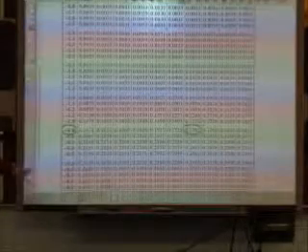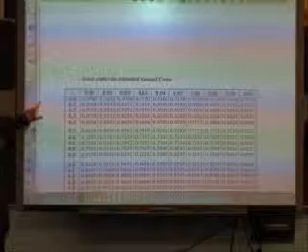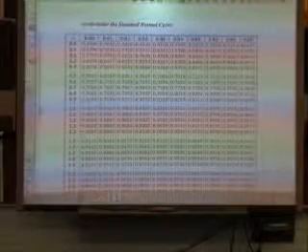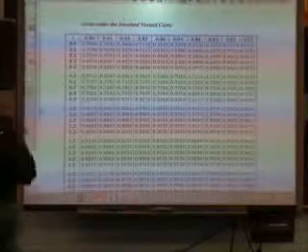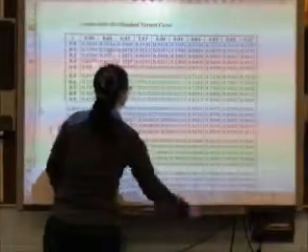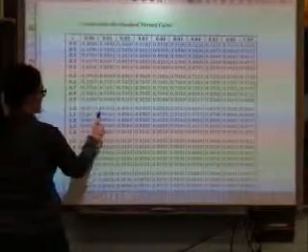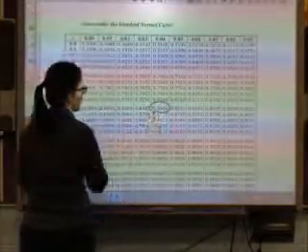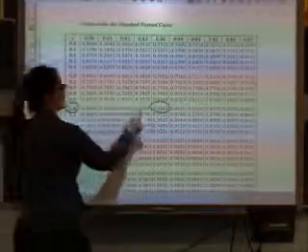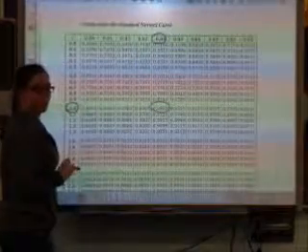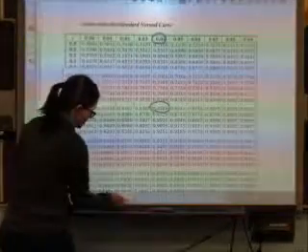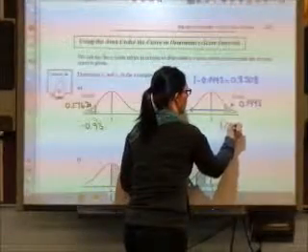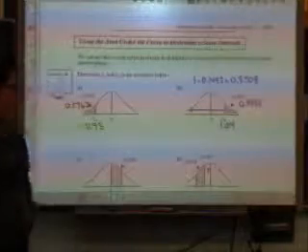I know it has to be on the positive side, so I look at the positives. 8508. Take a moment and see if you can find it. Get into the 80s. This is 86, 84, 8508. 1.04. That becomes my z-score value. 1.04.